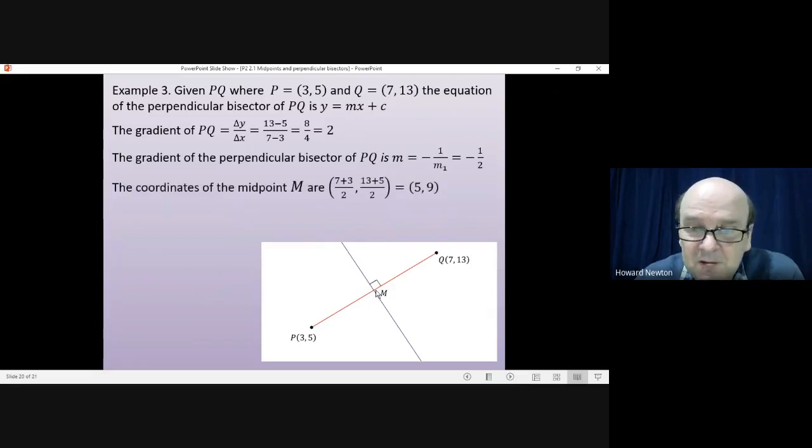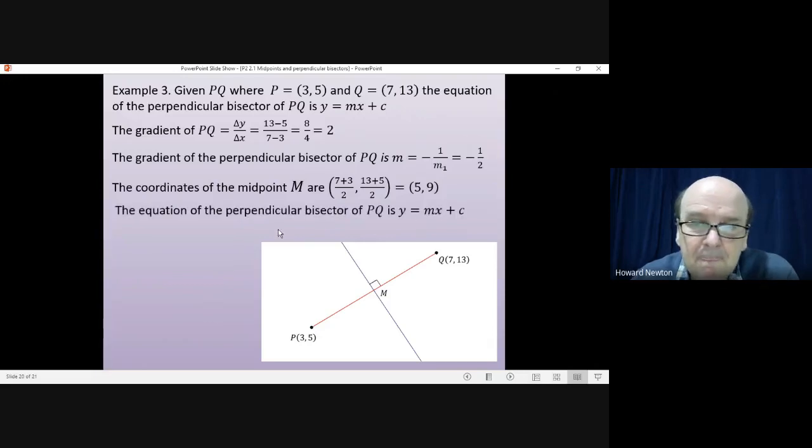I also want to find out the coordinates of M, because I'm going to need that to find c. Well, the coordinate of M, that's the average of the 2 x coordinates, 7 plus 3 over 2, the average of the 2 y coordinates, 13 plus 5 over 2, which gives me (5, 9) for the coordinates of M. Okay, the equation of the perpendicular bisector of PQ is y equals mx plus c. M I know, I've just worked it out. It's minus a half. So that's y equals minus a half x plus c.